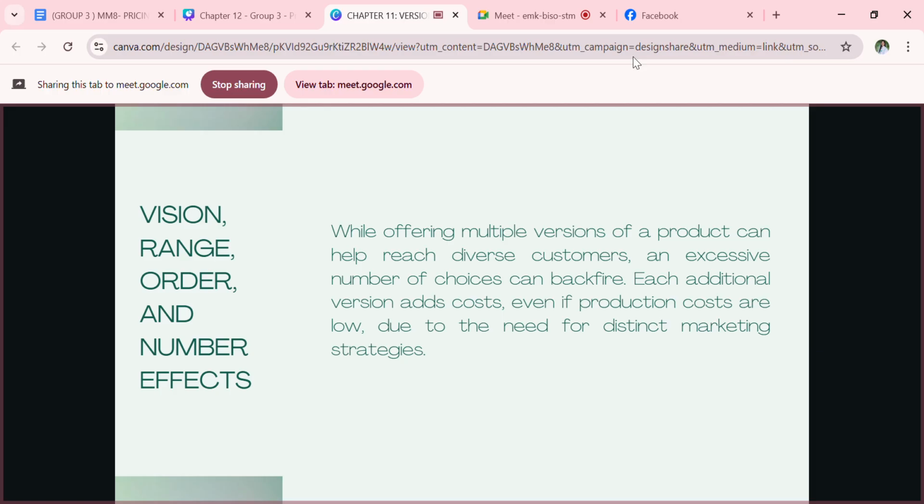maximize profits. Think of smartphone models: the entry-level, mid-range, and the high-end version. Each caters to a different budget, so customers can choose what best suits their needs and preferences. So there are key elements in versioning. Next slide, please.